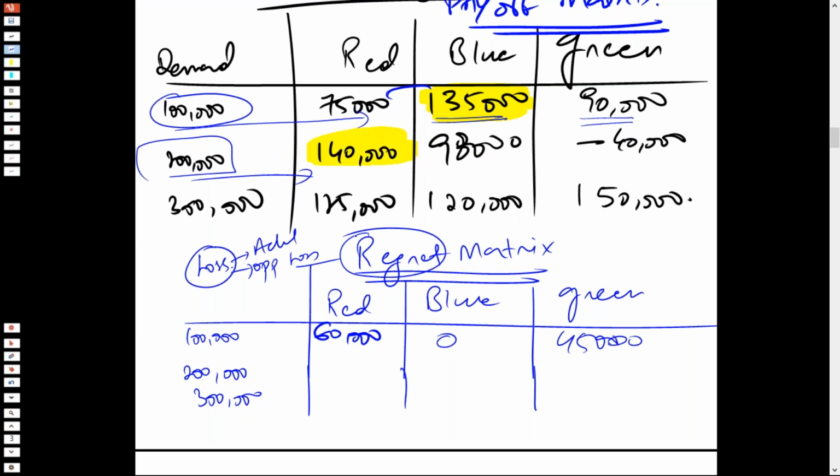Now, what happened is you earned 140,000. That means the regret is zero. Now, what next is there? You earned 98,000. That means the regret is 42,000. And you lost 40,000. So what is the regret? 140 is originally a regret plus 40 more. You now have a regret of 180,000.